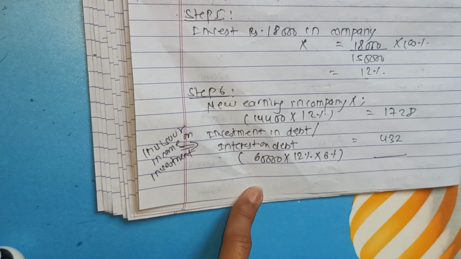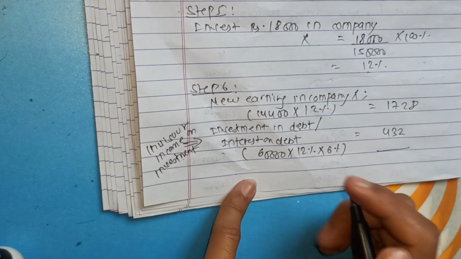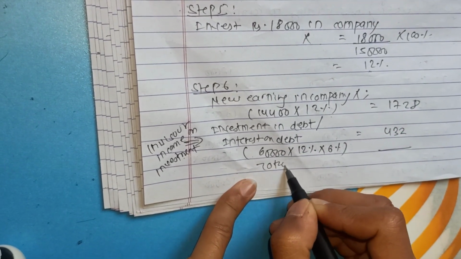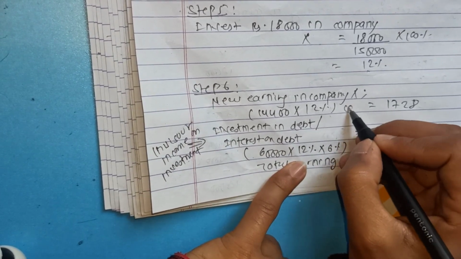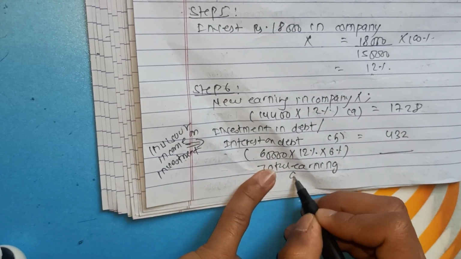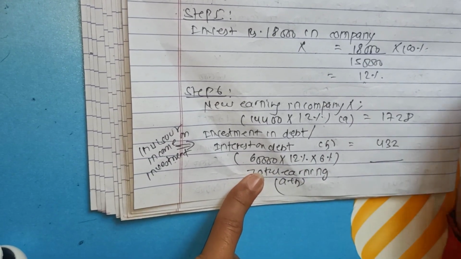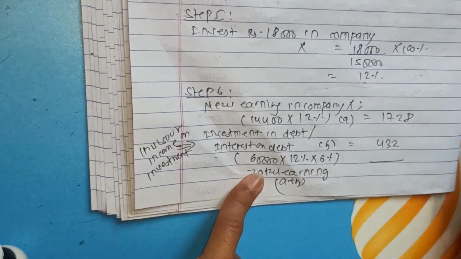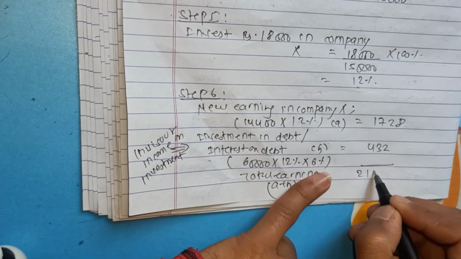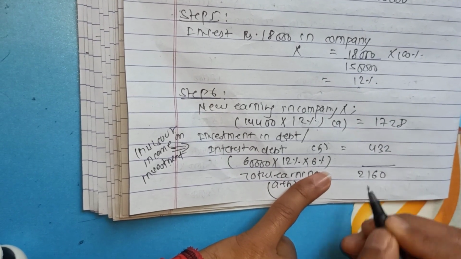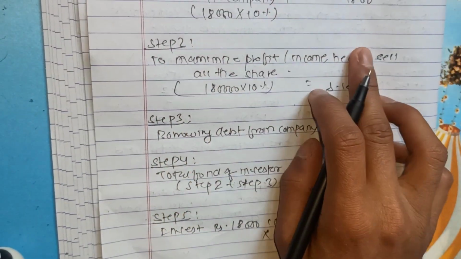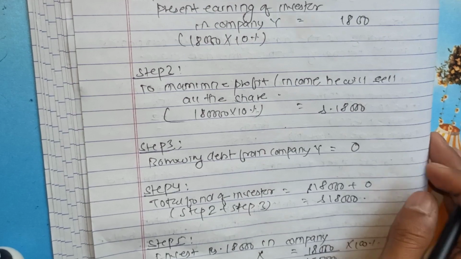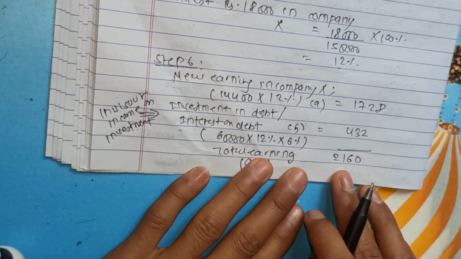Now new earnings means total earning. Let us say this is A, this is B. A plus B means 1728 plus 432, that comes to 2160. In step 1 present earning is only 1800. Now we have 2160. Now arbitrage gain.